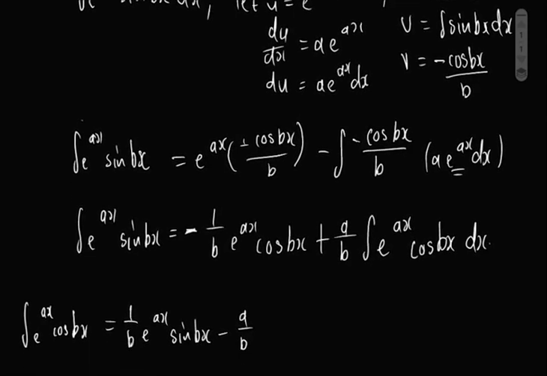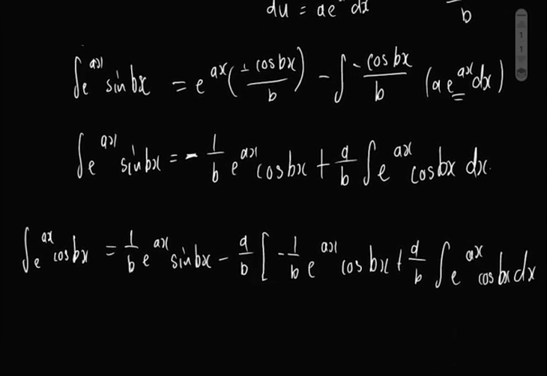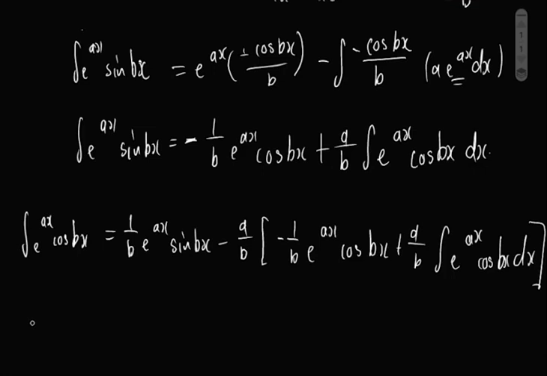So it would be minus a over b multiplying what? Multiplying negative 1 over b e to the ax cos bx plus a over b integral of e to the ax cos bx with respect to x. Wow. Yes, so if I then, this always being multiplied, so I would say the integral of e to the ax cos bx is equal to 1 over b e to the ax sine bx minus, this is minus minus, this is another negative, so it becomes a plus.